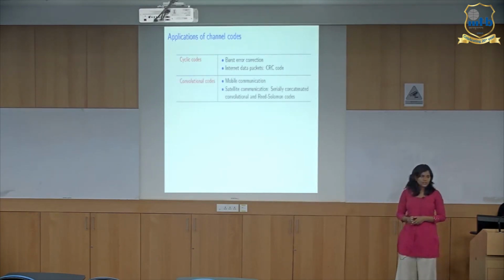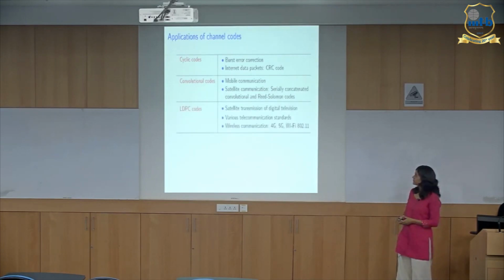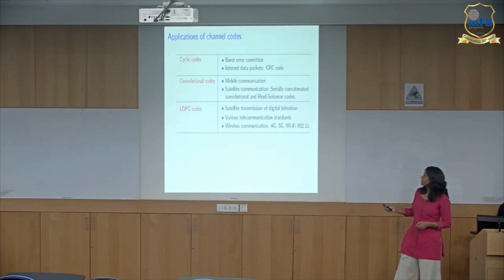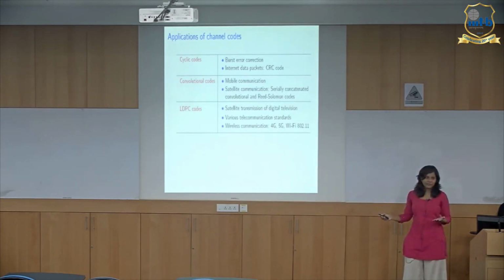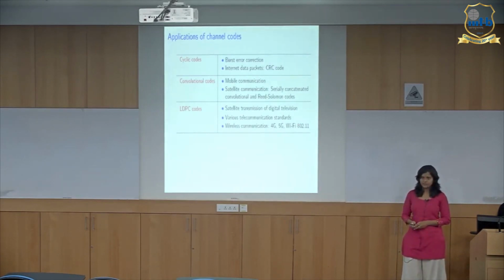Then convolutional codes are used in mobile communication. Then serially concatenated convolutional and Reed-Solomon codes are used in satellite communication. Then LDPC codes are popularly used for satellite communication in digital television. They have been standardized for various telecommunication standards. In wireless communication, they have been used in 4G, 5G, and also Wi-Fi 802.11.